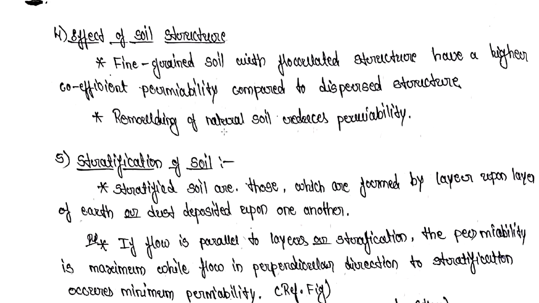Fine grained soil with flocculated structure has a higher coefficient of permeability compared to dispersed structure. Fine grained soil with flocculated structure has a higher void ratio. That is why it has a higher coefficient of permeability.